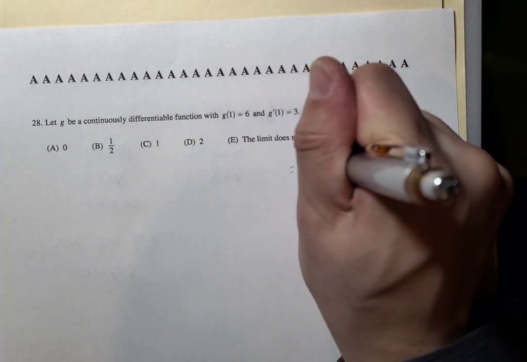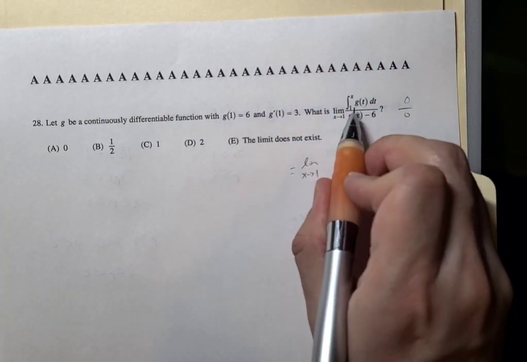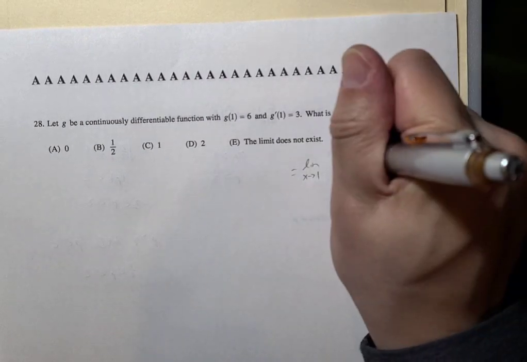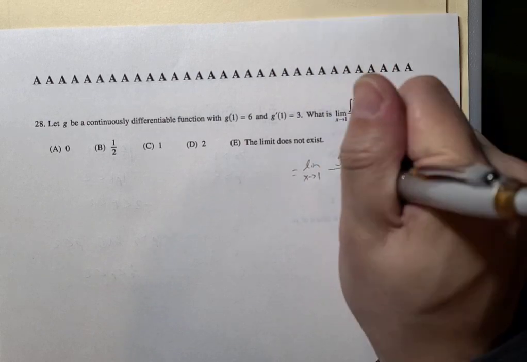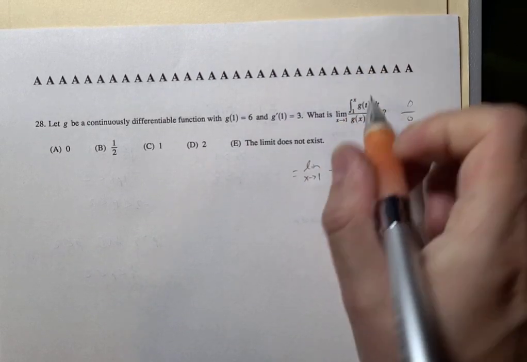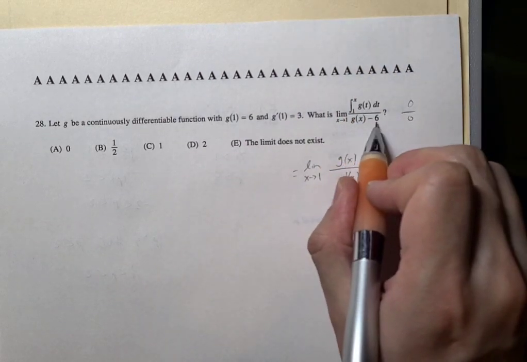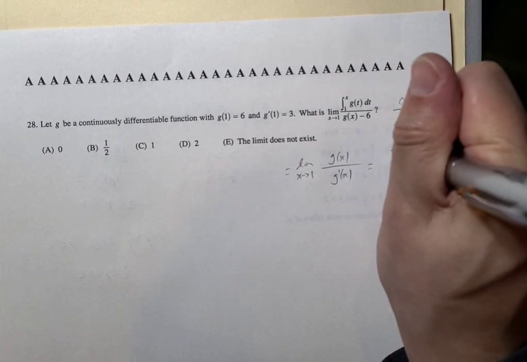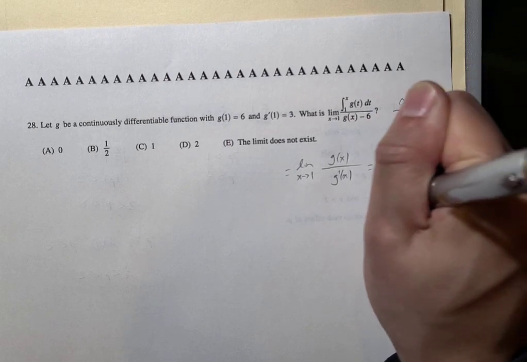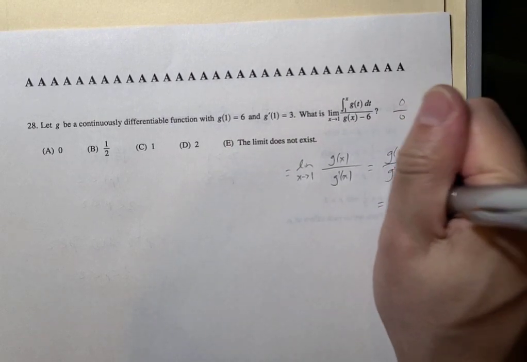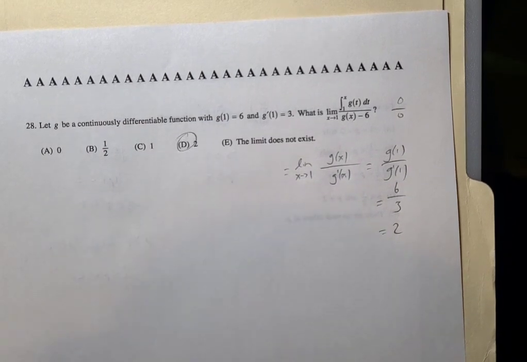So limit as x approaches 1. What happens when we differentiate the top? We get g of x by fundamental theorem of calculus. The bottom, we get g prime of x. We just differentiate g, which is g prime, derivative of 6 is 0. Now we plug in x as 1, g of 1 over g prime of 1. What's g of 1? That's 6. G prime of 1 is 3. The answer is 2. So D.